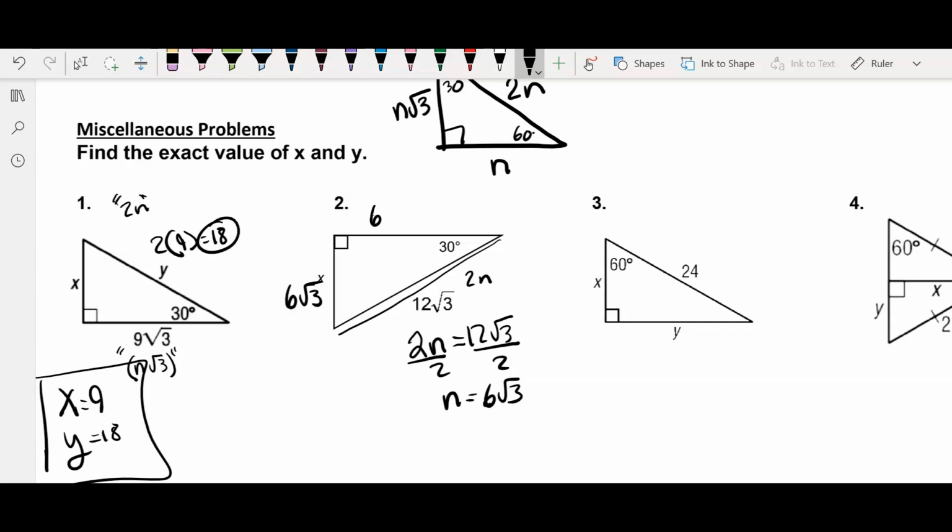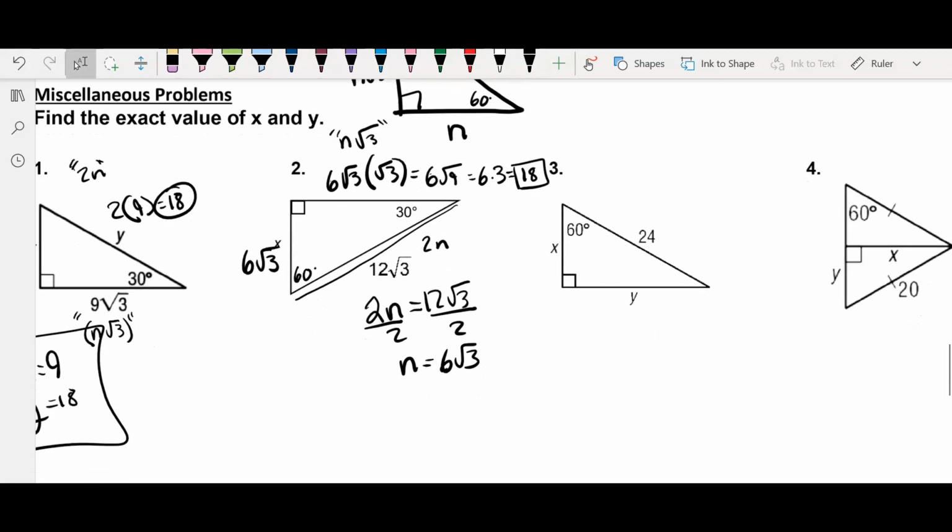And then over here, you're going to have 6 root 3 times root 3, because this is your n root 3 side across from your 60 degrees. So then here you're going to get 6 square root 9, which is going to be 6 times 3, which is going to be 18. Okay.